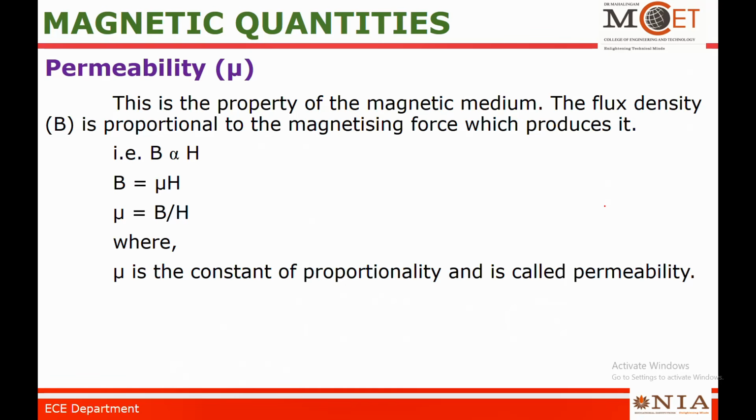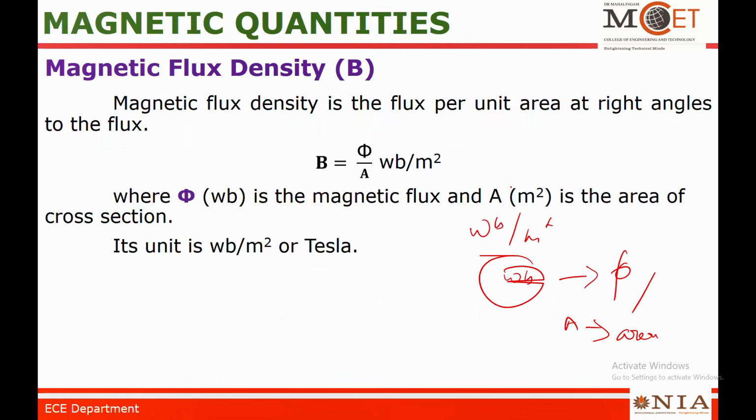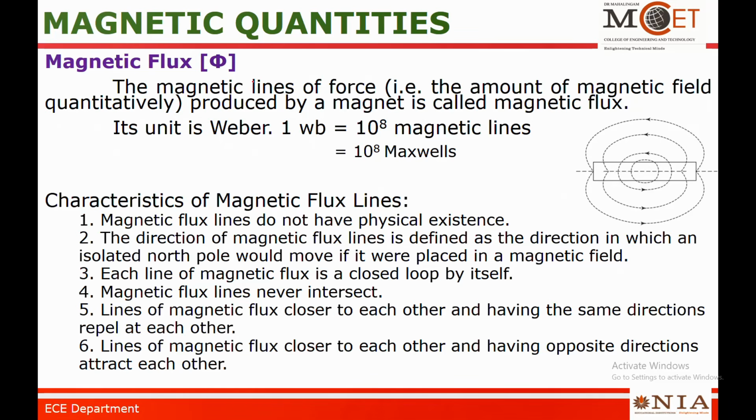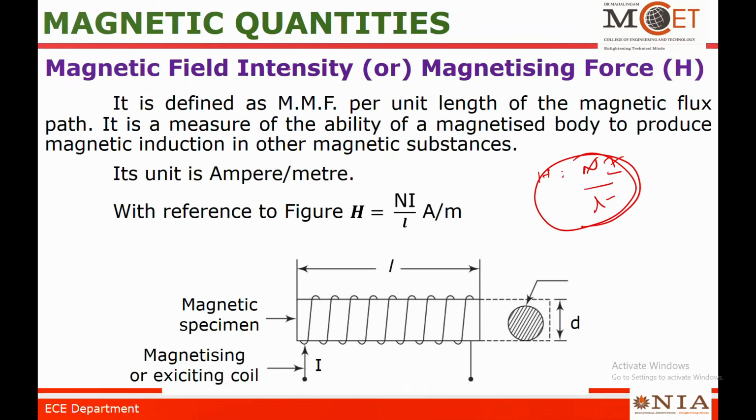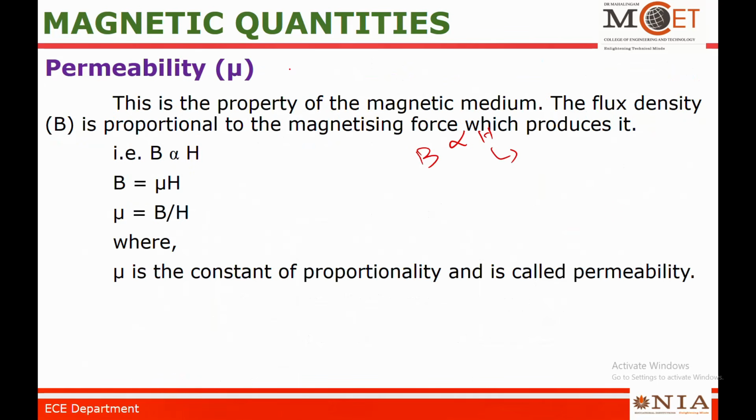The next is the permeability. Normally permeability is based on a proportionality principle, where B is directly proportional to H. H is the magnetizing force, whereas B is the flux density. The magnetic flux is already indicated by psi, whereas B is the flux density. So B is directly proportional to the magnetizing force H.